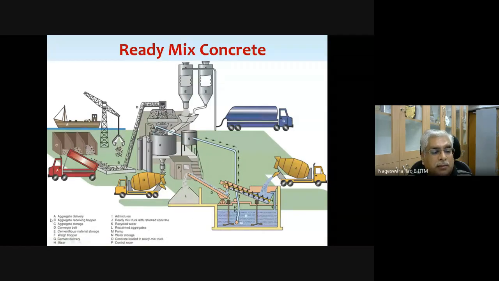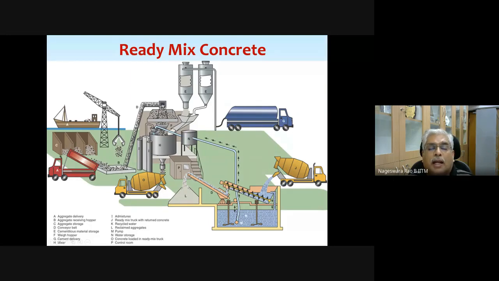So you can see here, the first one is aggregate delivery. Aggregate is going to be supplied through some trucks, and it's going to be delivered here. And then the aggregate receiving hopper, the aggregate is going to be conveyed, and then this is the hopper. And then aggregate storage is here, C, and a conveyor belt from this hopper finally into this mixture.